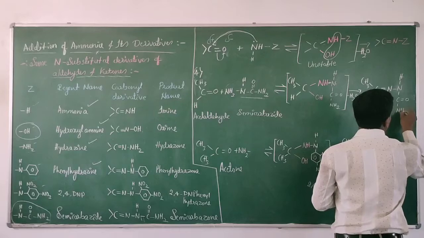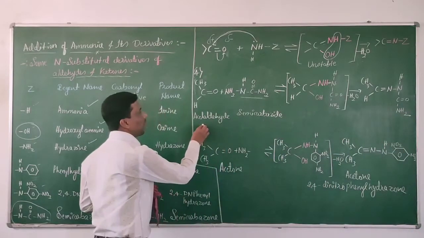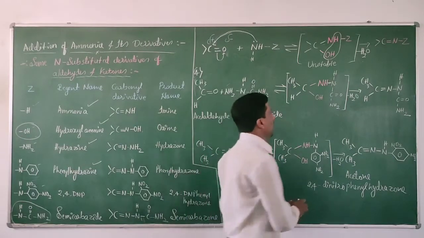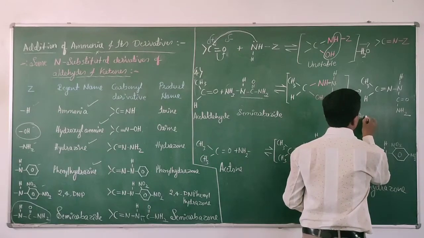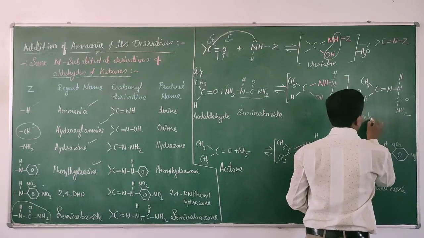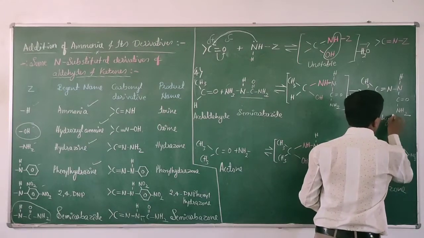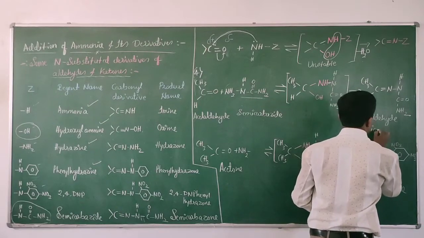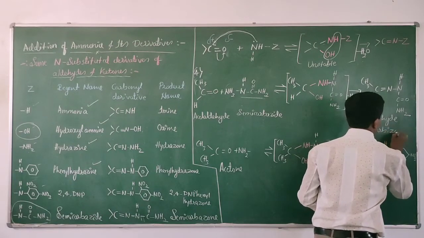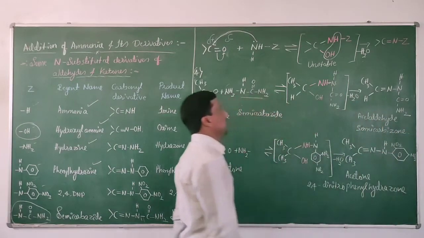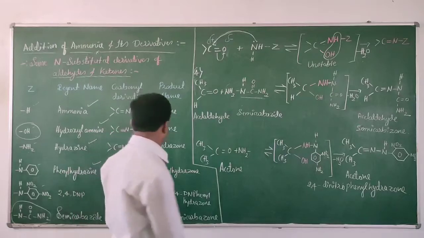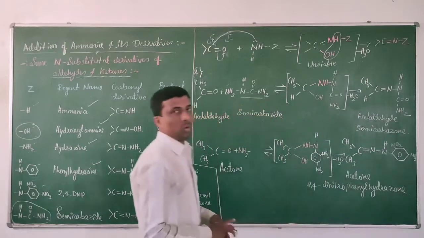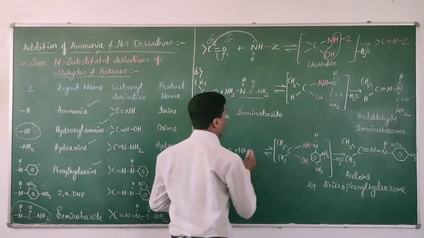Here also let us write that one. CONH2. When acetaldehyde reacts with semicarbazide, an intermediate is formed which loses the water because of its instability, forms acetaldehyde semicarbazone. Okay, here let us have that one.